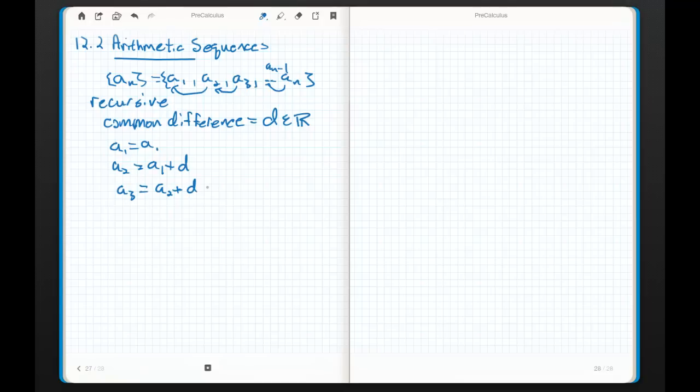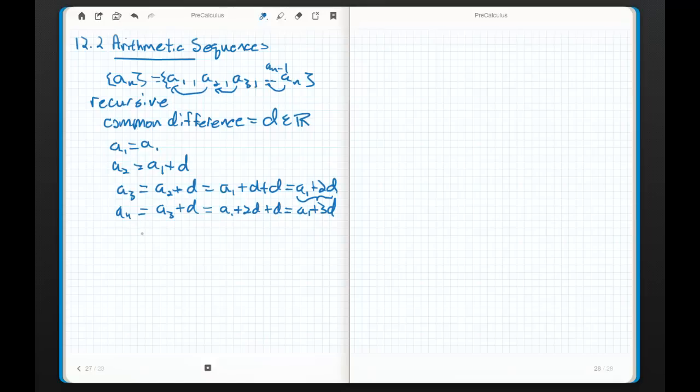That's the common difference, but think about that. We know that a sub 2 is equal to a sub 1 plus d, right? So this is going to be a sub 1 plus d plus d, aka a sub 1 plus 2d. Think about a sub 4. A sub 4 is just a sub 3 plus d, but I know that a sub 3 is a sub 1 plus 2d, right? So this is just a sub 1 plus 2d plus d, affectionately known as a sub 1 plus 3d.